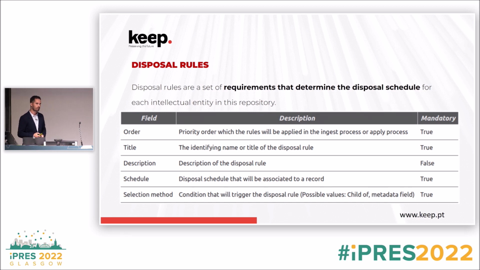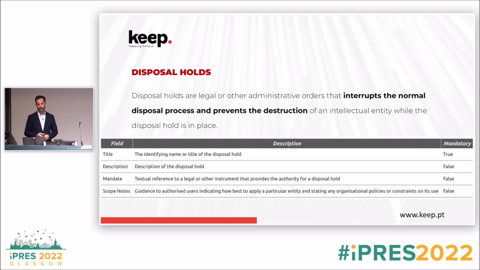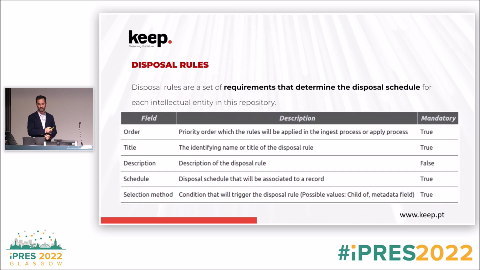To be able to manage this more easily, we define here an automatic way to associate disposal schedules with records that are within the system or are being added to the system every day. So we define here disposal rules, which are a prioritized list of requirements to determine the disposal schedule, with a selection method and identification of the schedule. These selection methods include the archival hierarchy for the series method, or a metadata field for the classification method.